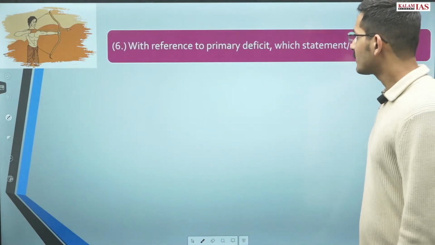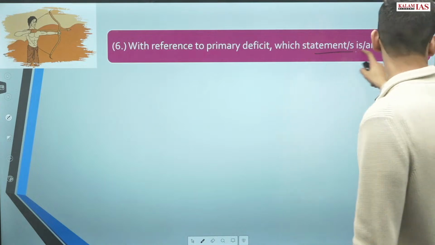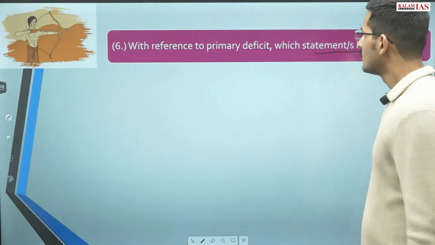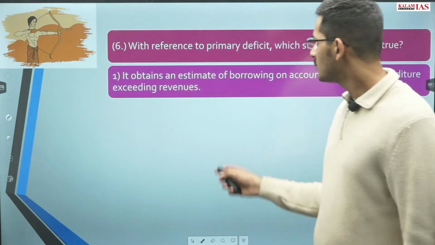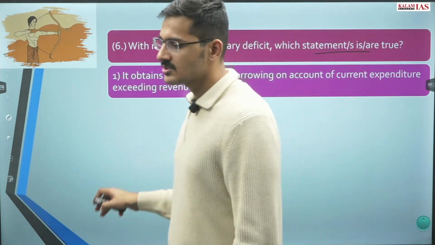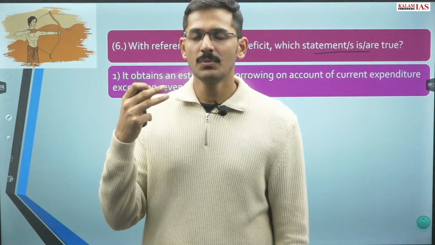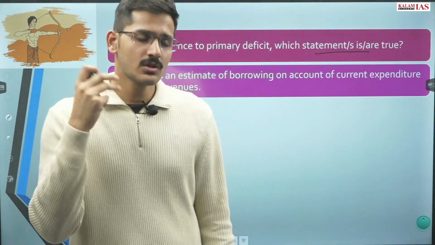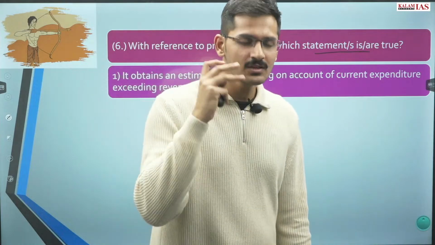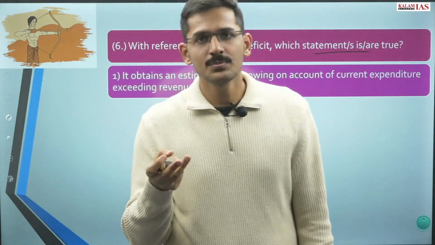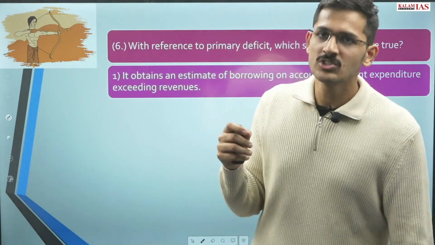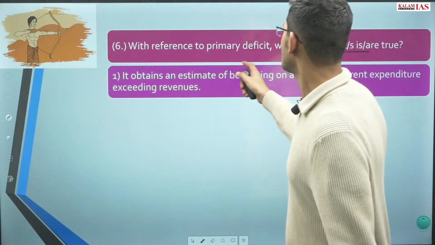Moving forward, with reference to primary deficit, which of the statements is or are true? Even before reading the statements, you should first picturize in your mind what primary deficit is. Whenever there is a question on revenue deficit, fiscal deficit, or primary deficit, first picturize in your mind what it is, and try to write the equation if you know it. So what is primary deficit?